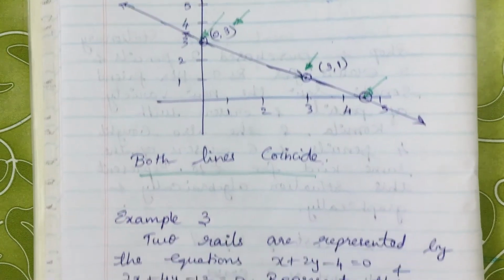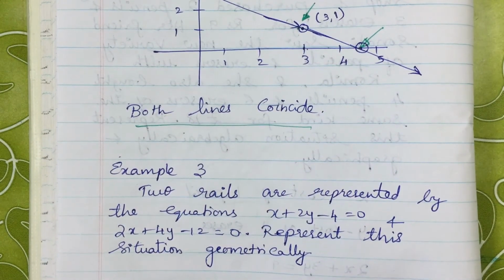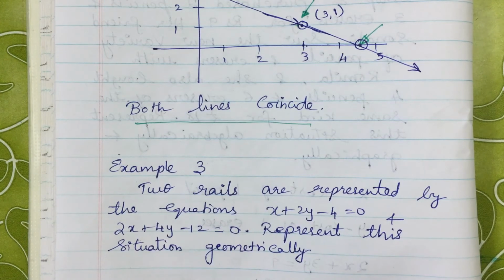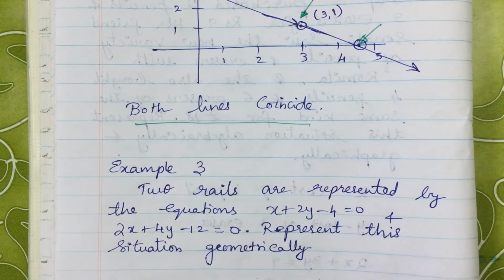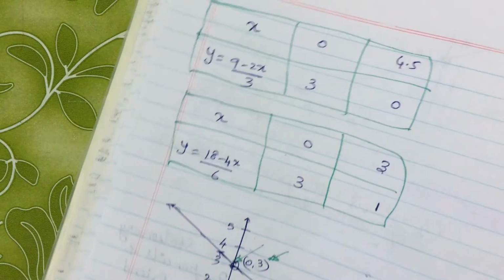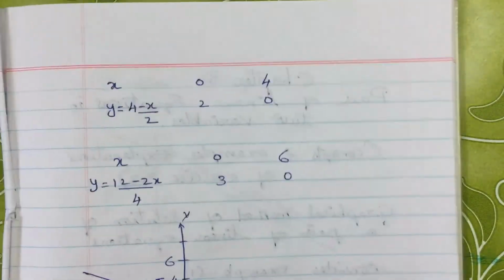Coming to example 3: two rails are represented by the equations x plus 2y minus 4 is equal to 0 and 2x plus 4y minus 12 equal to 0. Represent this situation geometrically. So now you have to represent it in the form of a graph.